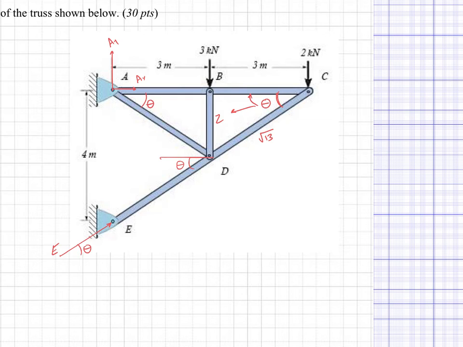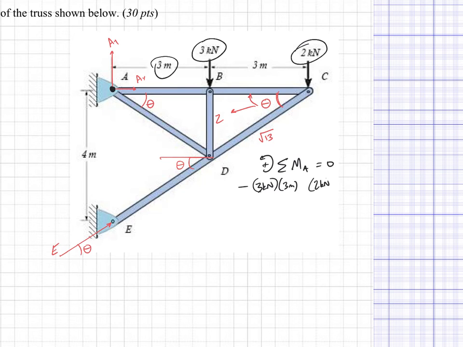Okay, so what we're going to do now is start doing sum of forces in X, sum of forces in Y, sum of the moments. And the easiest thing for me, right off the bat, is to do the moments, and I'm going to do the moments at A. So the sum of the moments at A equals 0. We're going to deal with this 3 kilonewtons. It's got a moment arm of 3 meters, and if this is positive, it's causing a negative moment. Now I want to do this 2 kilonewtons. It's got a moment arm of 6 meters, and it's negative.